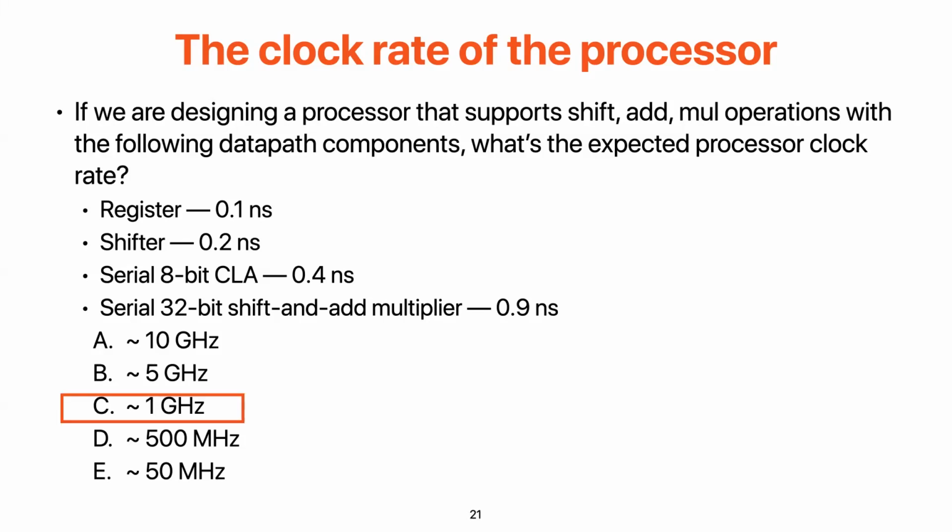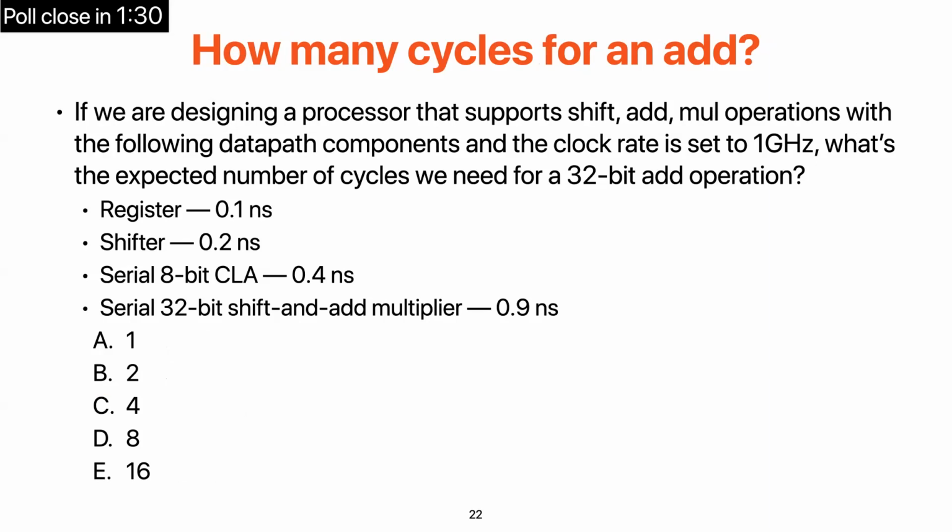All right. So let's say I have these components, and assuming that the 32-bit shift and add multiplier requires 32 cycles for the operation. Can you take a look and see, given the current clock cycle time, how many cycles do we need for the add?